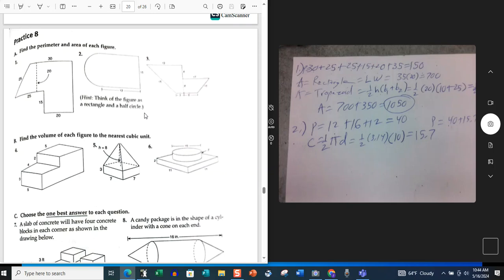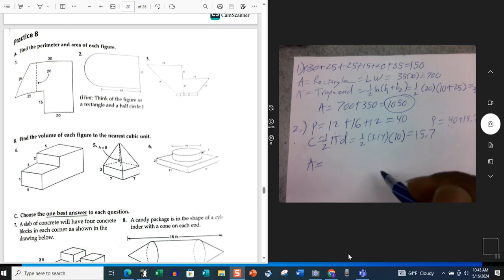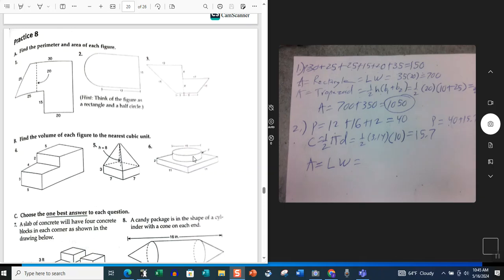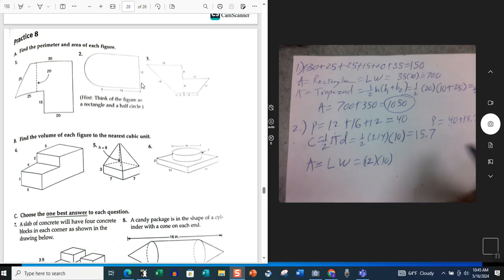All right, now what we would do, so now we do the area. So we'll do the area of the rectangle first. And we know the area of a rectangle is length times width. And we had a length of 12 and a width of 10. So that would give us, oh, you know what? I made a little error earlier, but I'm going to correct it here. Okay, so this would give us 120.